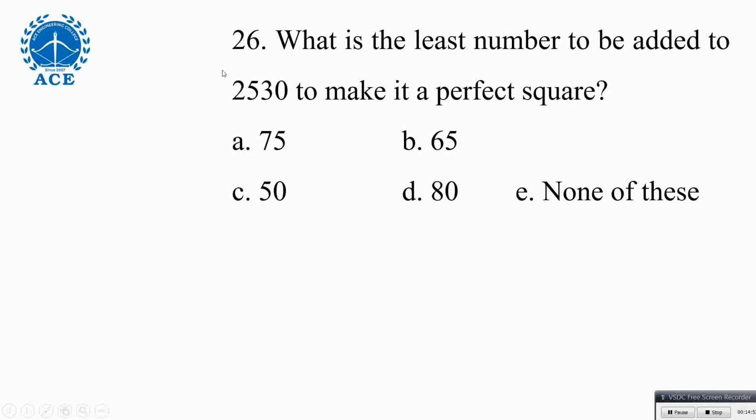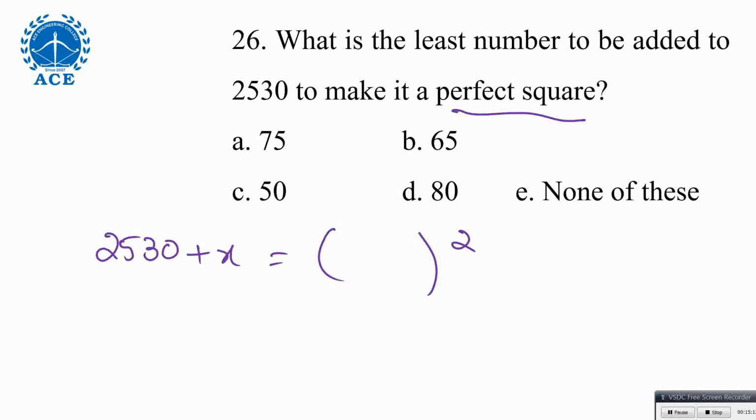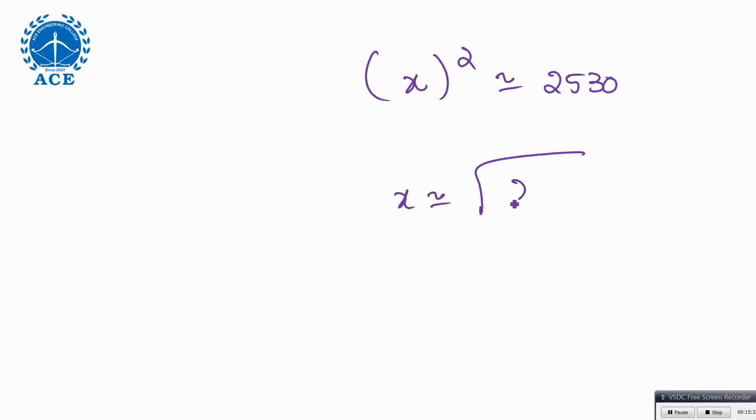Next, this is also again a basic quant topic only. Least number to be added to make it a perfect square. See, something is to be added to 2530 and it should be a perfect square, right? Ignore what is to be added, so that you go approximately near that square. If we ignore it, the perfect square should be near 2530. That number is approximately the square root of 2530.